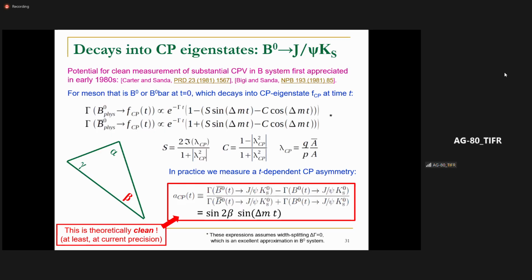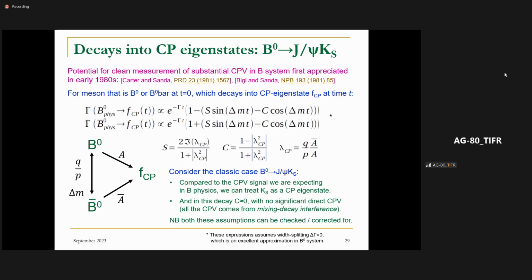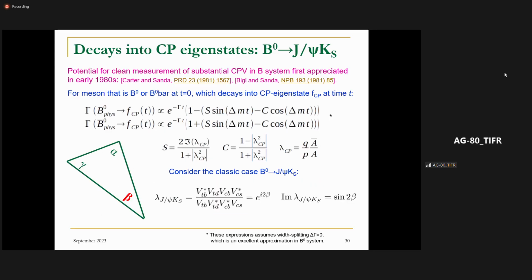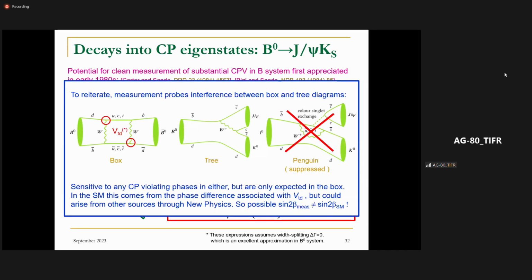Okay, this is theoretically clean. It's known as the golden channel, and it's theoretically clean because the only relevant amplitudes which are contributing are the straight decay and the mixing, and I will emphasize that point in a moment. So measuring this asymmetry allowed you to measure this angle beta.